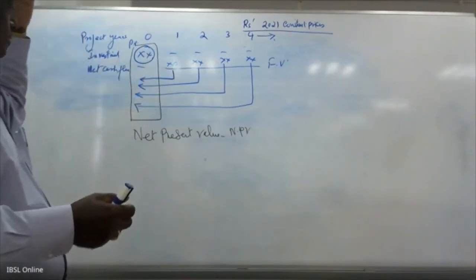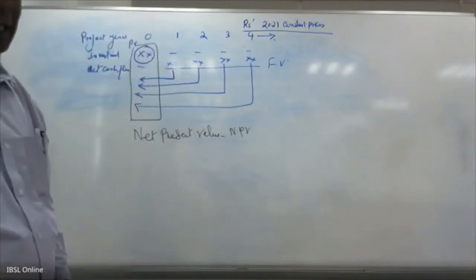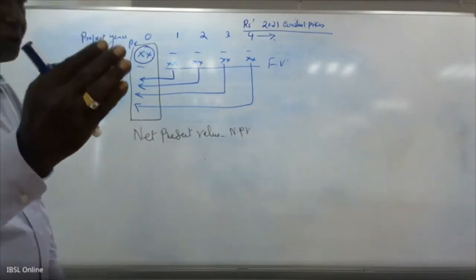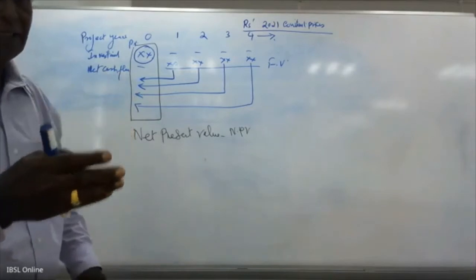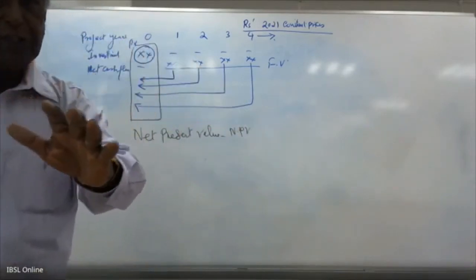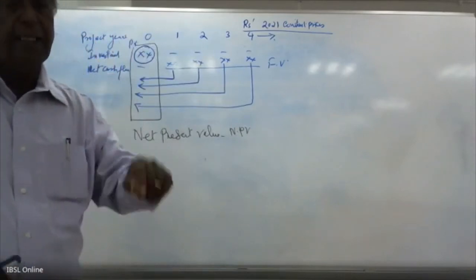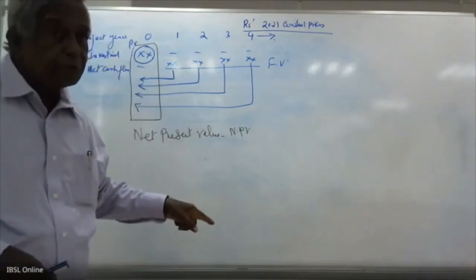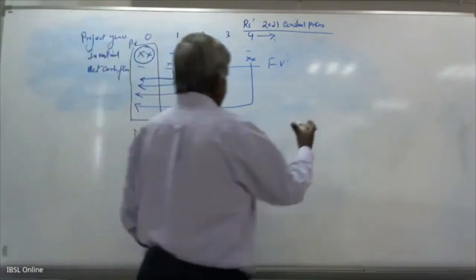How to do it? This is another technique, converting future values to present value. Earlier we learned converting present value to future value, that is compounding. Now we are going to learn converting future values into present values. That we call discounting.